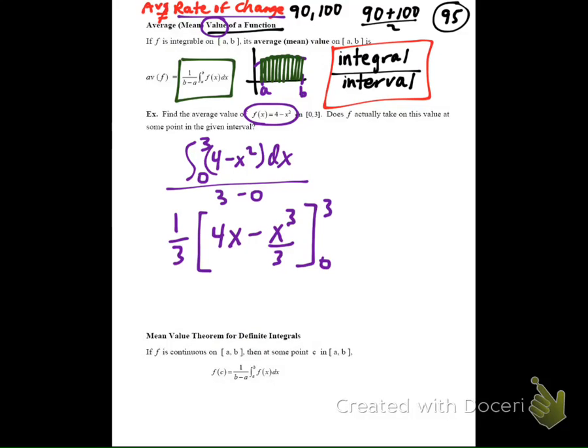I'm going to try to leave a little more room here. We have 1/3 times, now 4 times 3 is 12, minus 3 cubed over 3.